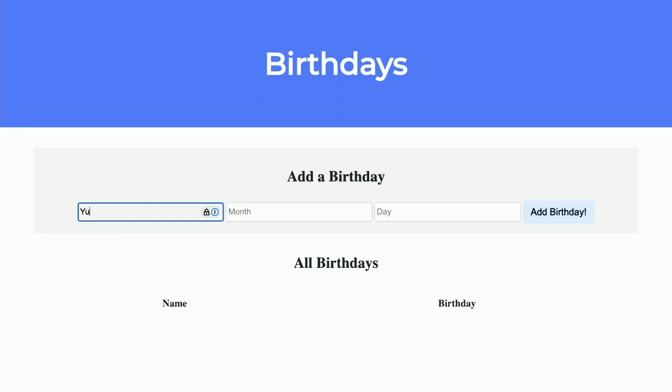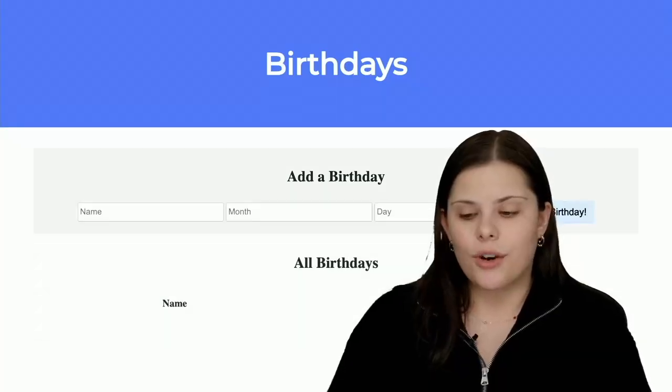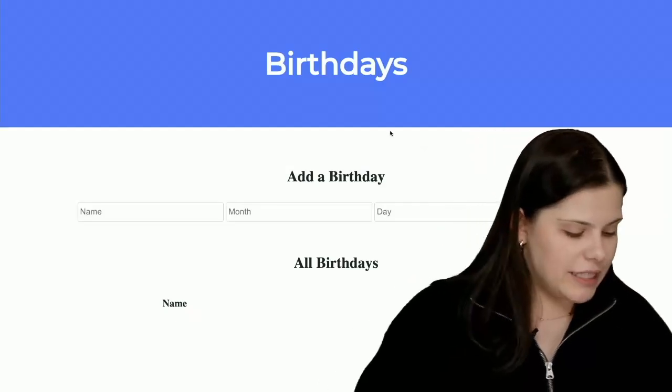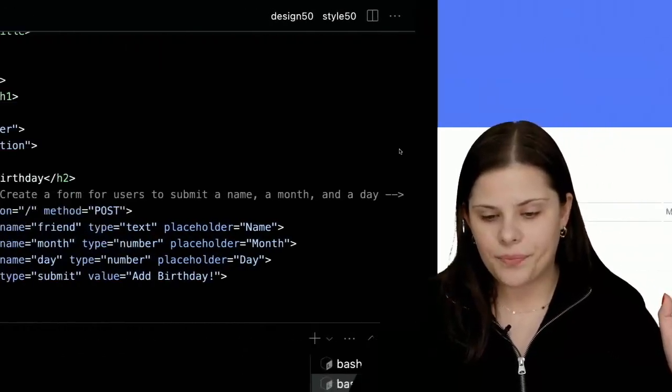So for example, my name is Julia, and then add birthday, right? But nothing is happening so far because we haven't really updated the database. We haven't connected things to each other. So right now I'm just clicking and it goes somewhere, but not really getting recorded.